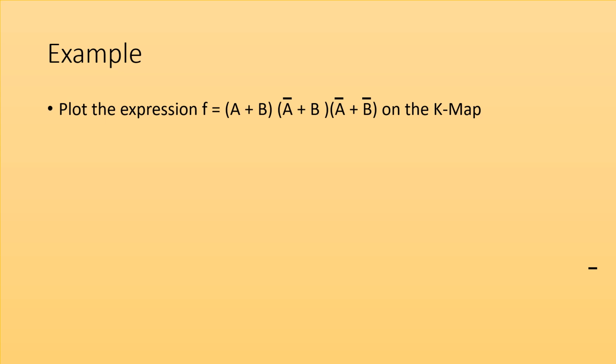Let us understand how to map the given POS expression through this example. The given example is plot the expression f is equal to (A plus B) into (A bar plus B) into (A bar plus B bar) on the Kmap. So we have copied the given expression as it is. This is in POS form, that is product of sum form. You can see 3 terms here. A plus B is the first term. Second term is A bar plus B. Third term is A bar plus B bar.